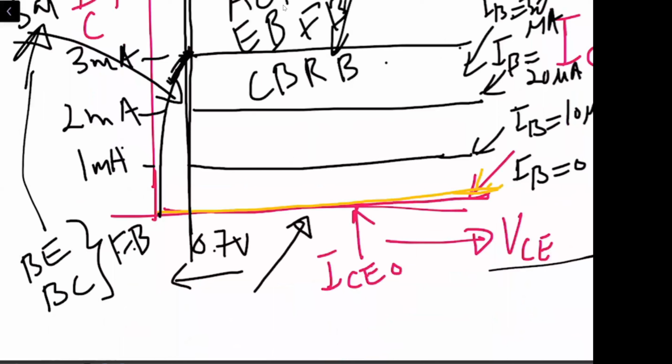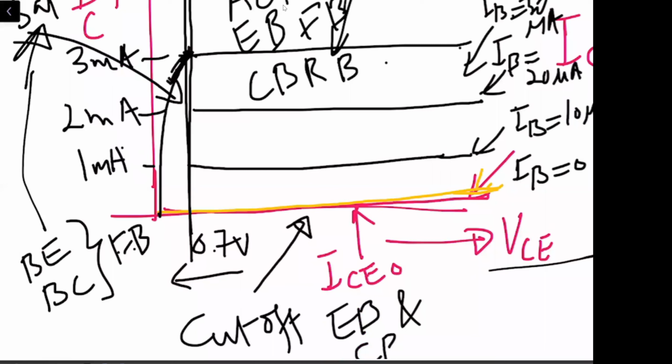And this region over here at the bottom is basically called the cutoff region, in which the emitter base junction and the collector base junction both are reverse biased, right? So this is basically the circuit which we are dealing with. We have the active region, the saturation region, and the cutoff region.